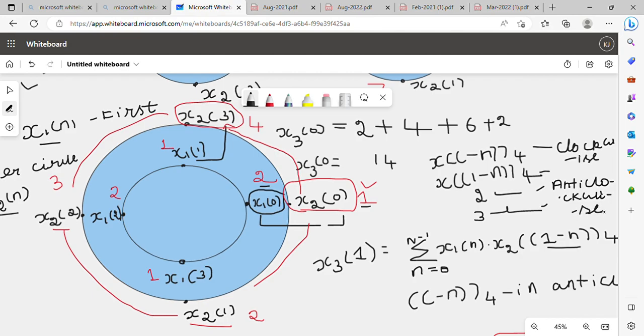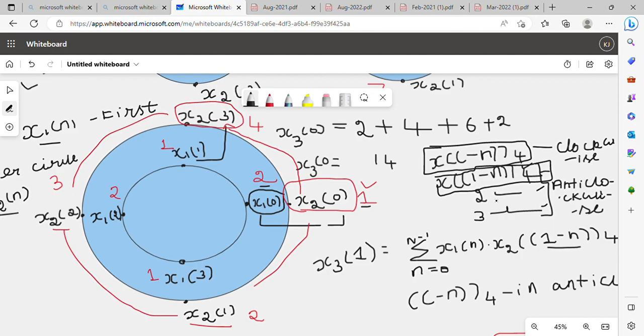Yes. For all others it is anti-clockwise. You need to remember, for these three it is anti-clockwise direction. That is what anti-clockwise direction is. For this one you are going to shift this x of n of 4 in your anti-clockwise direction, and for the second one you are going to shift this x of 1 minus n of 4 in anti-clockwise direction, and for the third one you are going to shift it, that is x of 2 minus n of 4, in anti-clockwise direction.